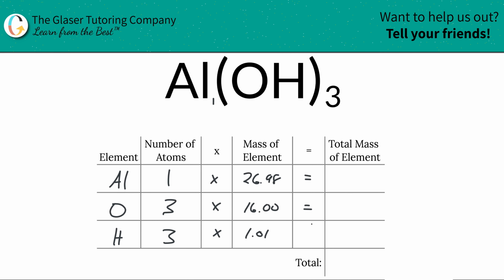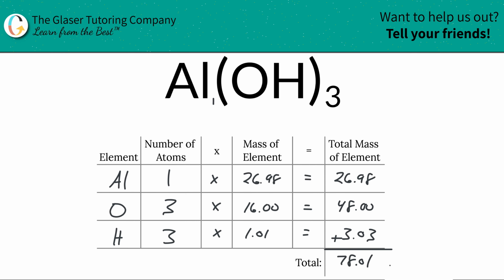So then to find the total mass of the element in the compound, we're just going to simply multiply this row together. So for aluminum, it's just simply 26.98. For oxygen, it's going to be 48. And then hydrogen, it's about 3.03. Now to find the total mass of the entire compound, all we have to do, nice and simply, is add this column up. And when we do that, we get a value of 78.01.